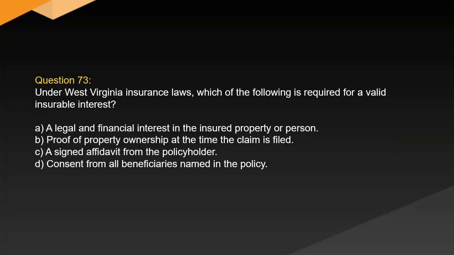Question 73. Under West Virginia insurance laws, which of the following is required for a valid insurable interest? A. A legal and financial interest in the insured property or person. B. Proof of property ownership at the time the claim is filed. C. A signed affidavit from the policyholder. D. Consent from all beneficiaries named in the policy.